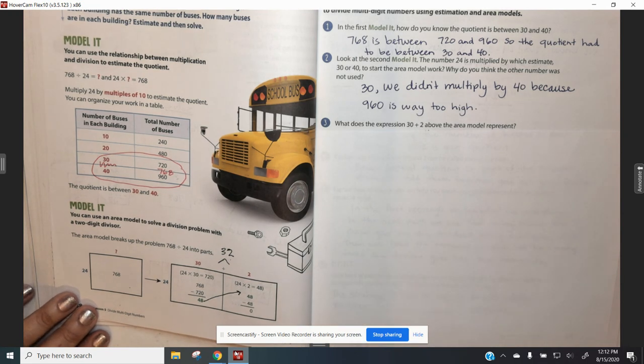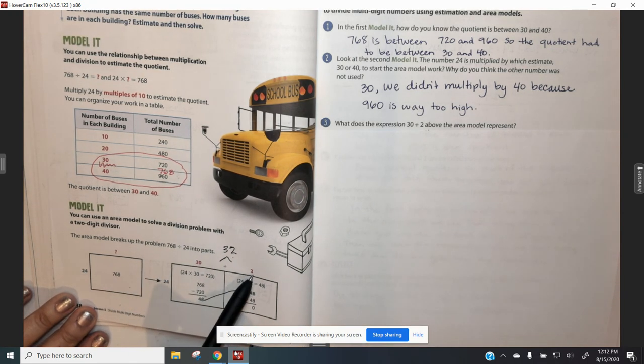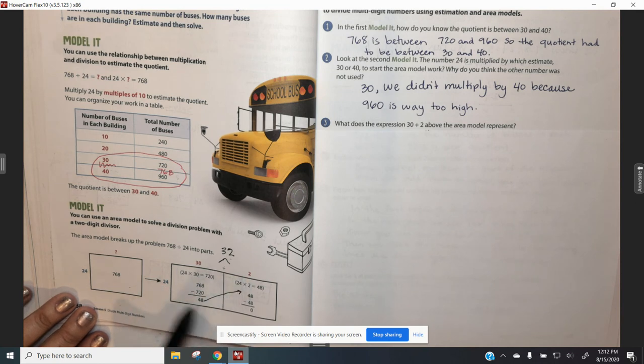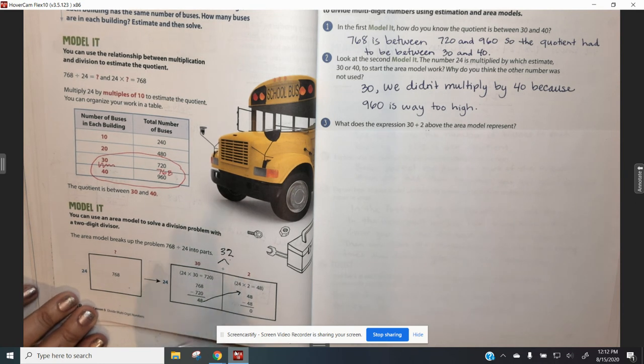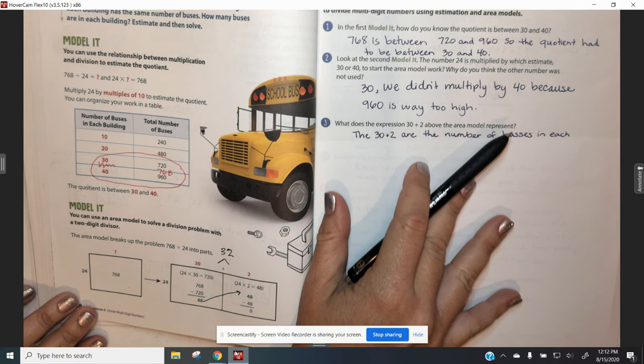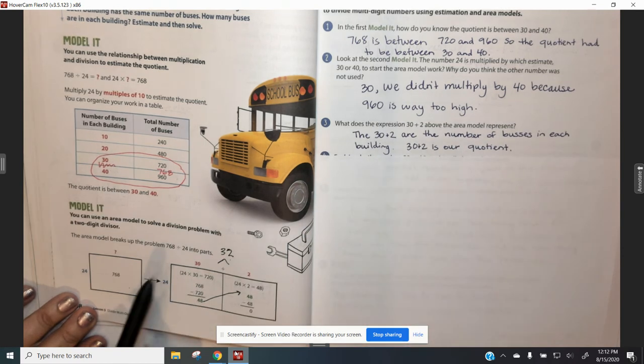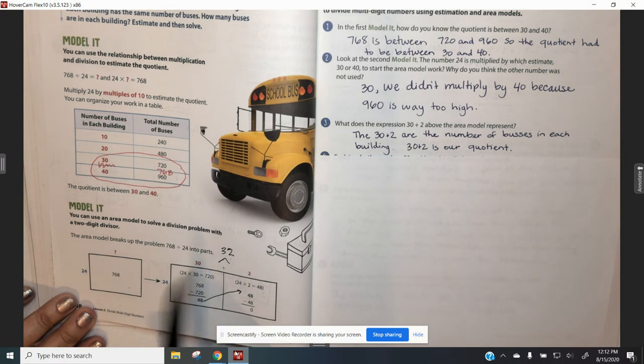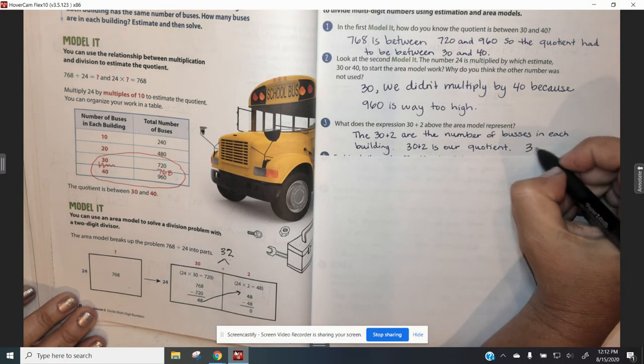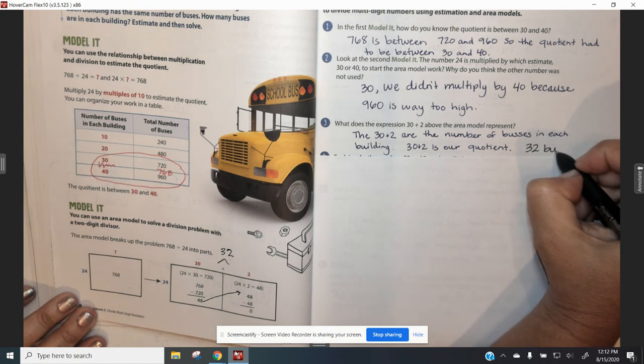What does the expression 30 plus 2 above the area model represent? The 30 plus 2 are the number of buses in the building. So 30 plus 2 is our quotient, or 32 buses.